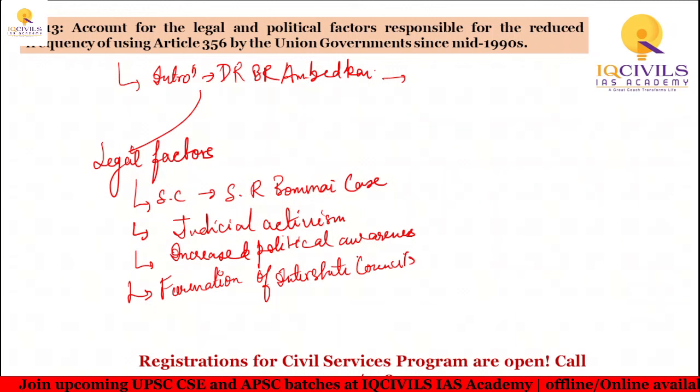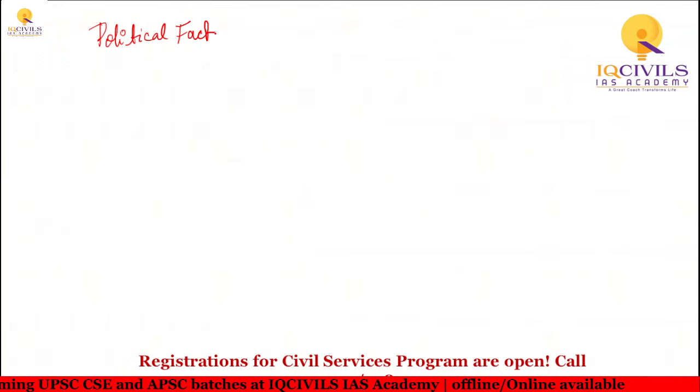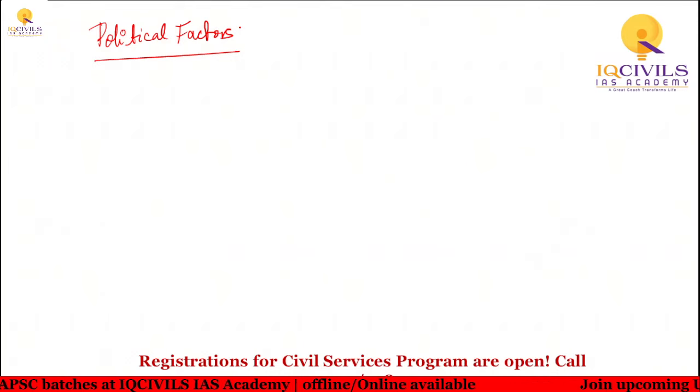Now formation of interstate councils, this resulted into the cooperation between union and state government. Now you will see that now union and state governments are cooperating with each other. Clear? That is also very important. Now apart from this there are some political factors. Now what are the political factors?